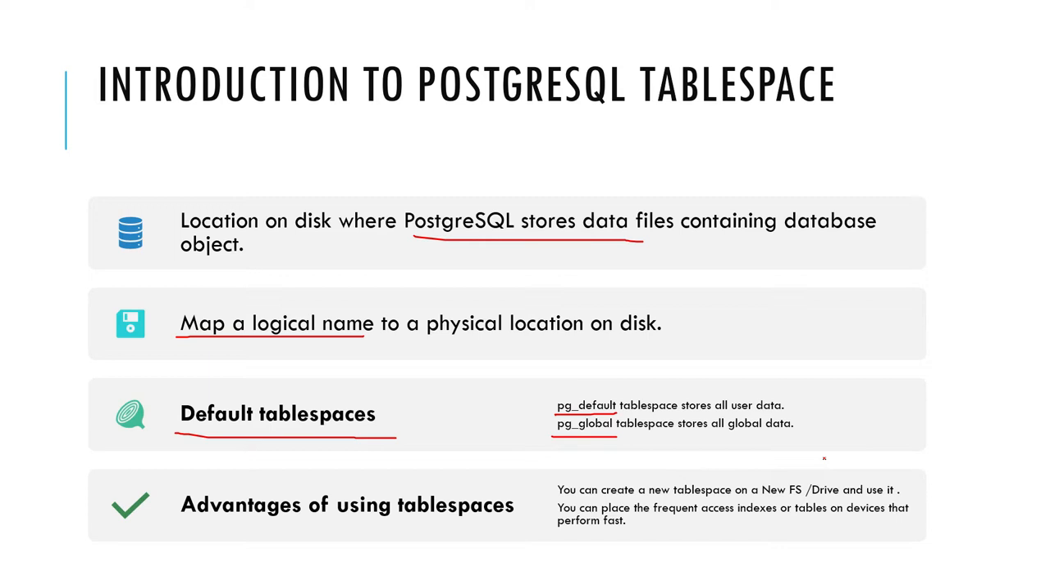And if you are unable to extend this storage and you wanted to use a new file system, in that case you have to create a new tablespace and point that particular location to the new file system or drive. Or there may be a possibility that you have high performing storage. You create a new tablespace and put your high performing objects, which require high performance, in that tablespace, and it is good for the performance of the PostgreSQL instance.